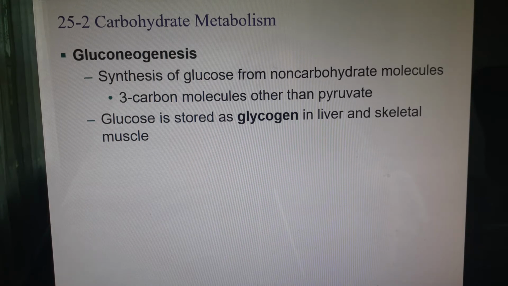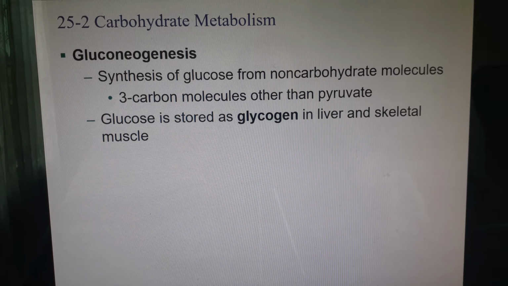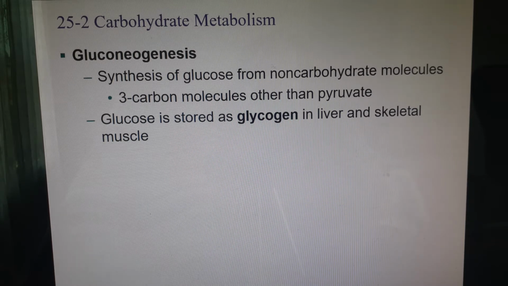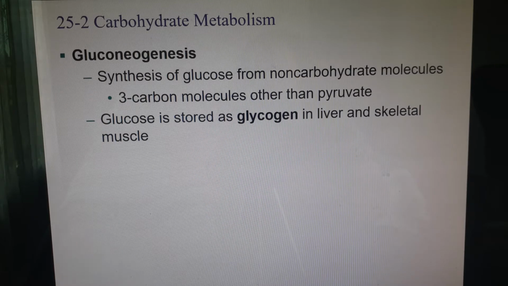gluconeogenesis. Genesis means to make. Neo means new. And then glucose. So that means we're going to be building new glucose from non-carbohydrate sources. Anytime we can string together 6 carbons, if we can get two 3-carbon pieces, then we have something we can put through the process that we just talked about, glycolysis, mainly through the citric acid cycle.